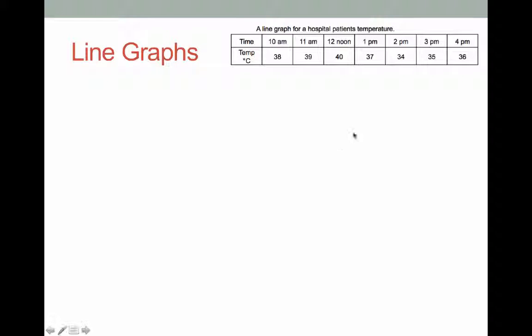Here I have a line graph that I want to draw for a hospital patient's temperature over time. Here you can see that we have time that starts at 10 a.m. and goes through to 4 p.m. And we have temperature that reaches a top of 40 and then comes back down towards 36 towards the end. And that's what our graph should represent when we draw it.